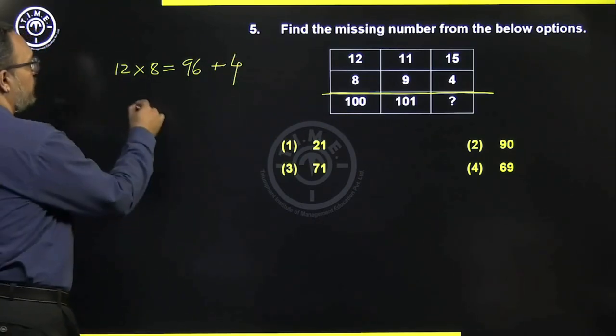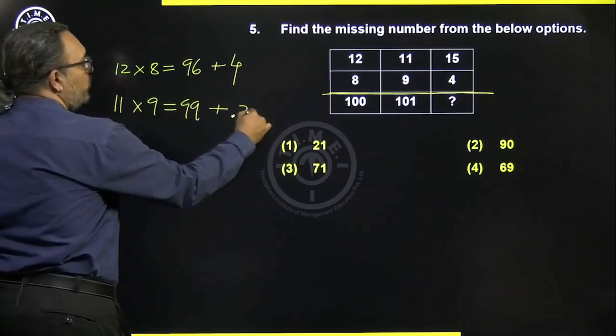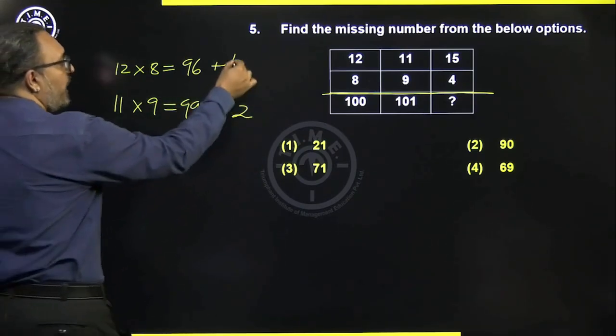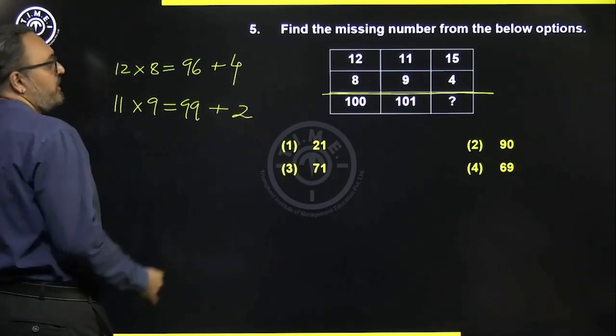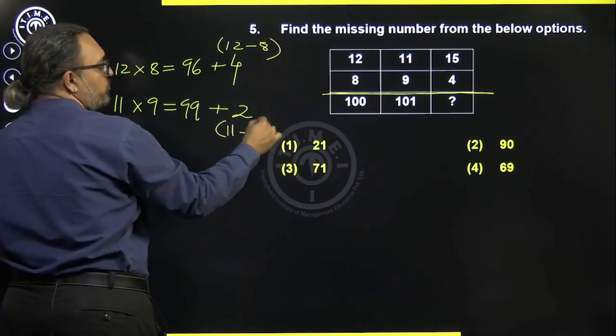Okay, so let's do the other. The next is 11 into 9, I have 99, but then I have to add 2 more. So how can I get this 4 and 2? Again by using the same numbers, I can write this as 12 minus 8 is 4 and 11 minus 9 is 2, correct?